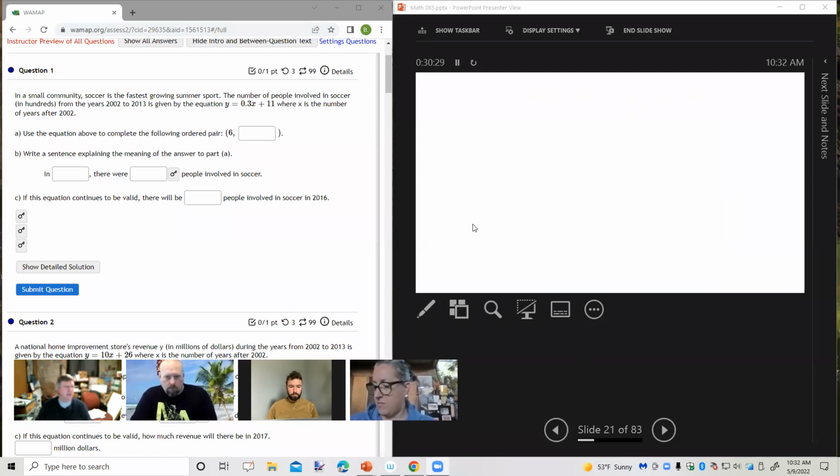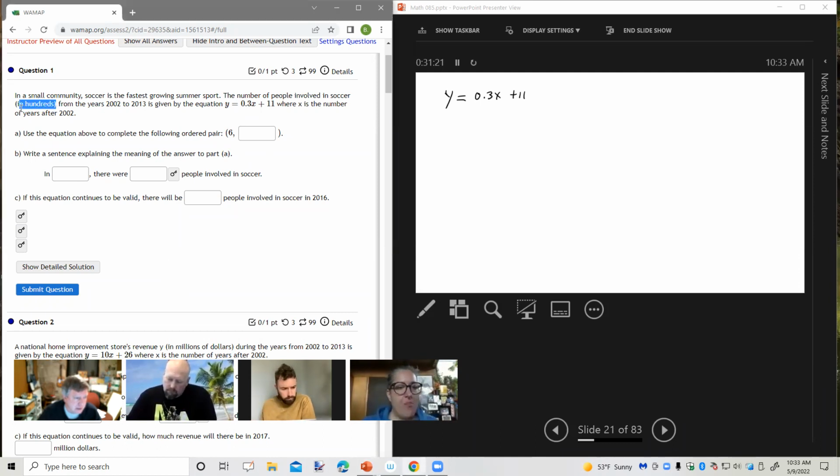And so let's take a look at question number 1 from WAMAP. It says, in a small community, soccer is the fastest growing summer sport. The number of people involved in soccer in hundreds from the years 2002 to 2013 is given by the equation y equals 0.3x plus 11, where x is the number of years after 2002. All right, so we've got a bunch of important information here. First of all, we've got the equation y equals 0.3x plus 11. It says the number of people involved in soccer in hundreds from the years 2002 to 2013 is given by this equation.